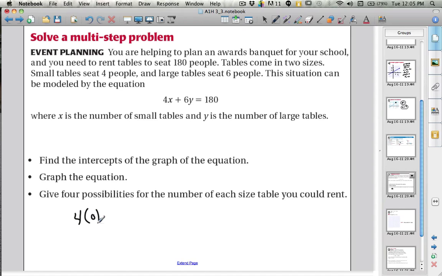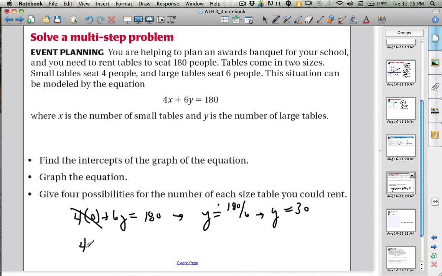4 times 0 plus 6 times y is equal to 180. 4 times 0 is, of course, 0. So y would be equal to 180 divided by 6. So y would be equal to 30. So if I just get 30 big tables, that's one solution.